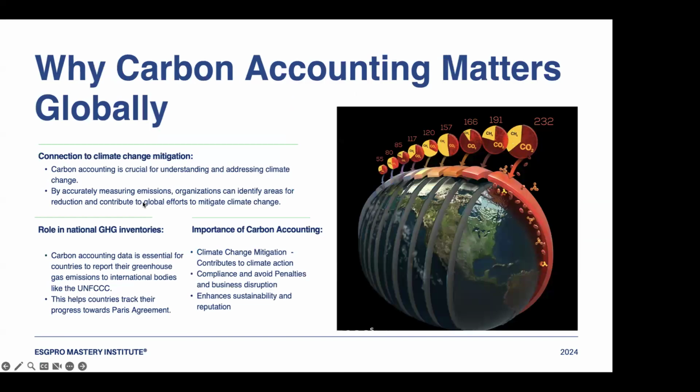Why carbon accounting matters, why people are even considering carbon accounting going forward. The reason is it has a huge connection, actually the only connection, with climate change right now, as much as scientists have developed it. So carbon accounting is very crucial for understanding and addressing climate change. By how do you do that? By carbon accounting. Carbon accounting is a method, right?